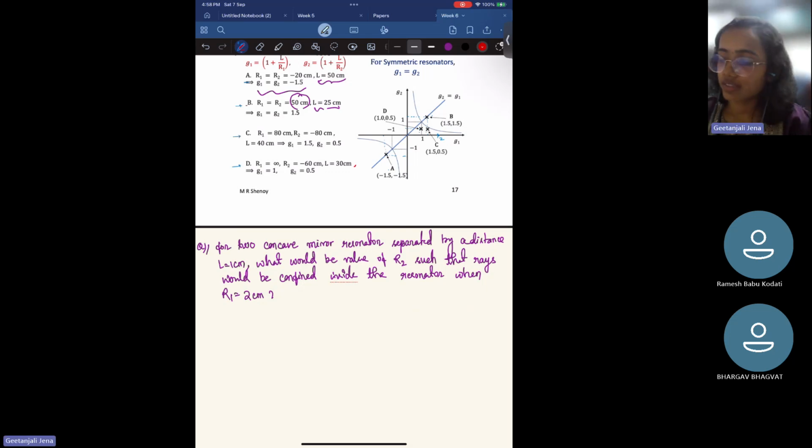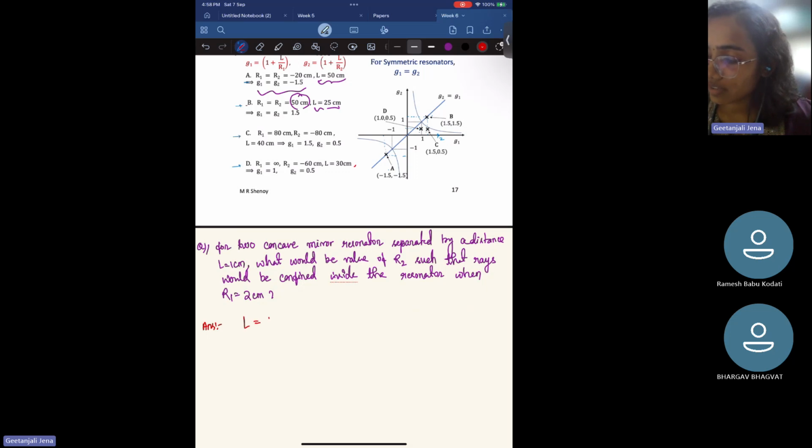So let us see what question 1 says. Question 1 is, for two concave mirror resonators separated by a distance L equal to 1 centimeter, what would be the value of R2 such that rays would be confined inside the resonator when R1 is 2 centimeter? So let us see what is given to us.